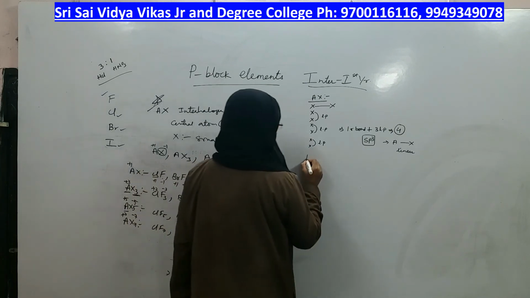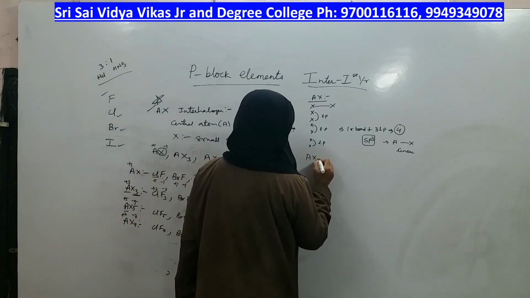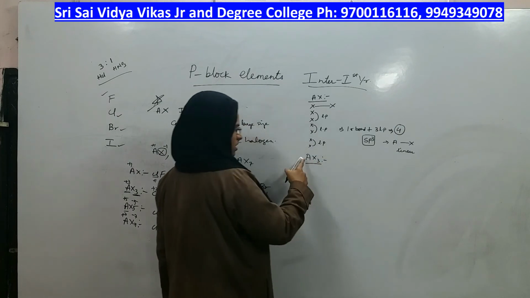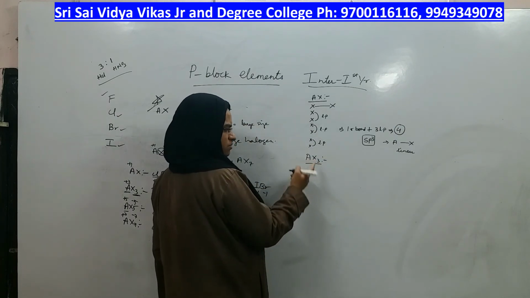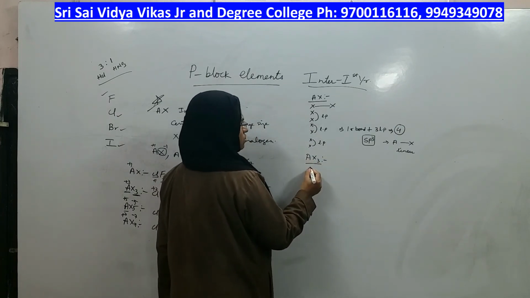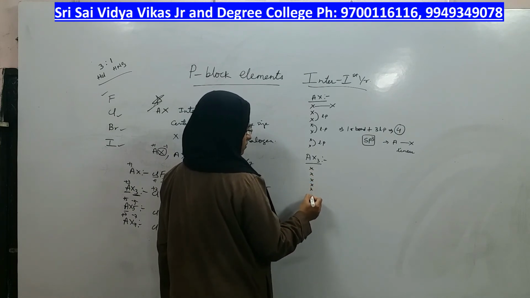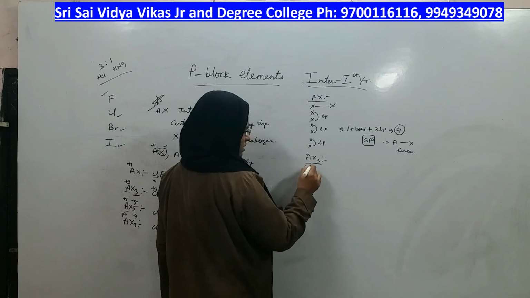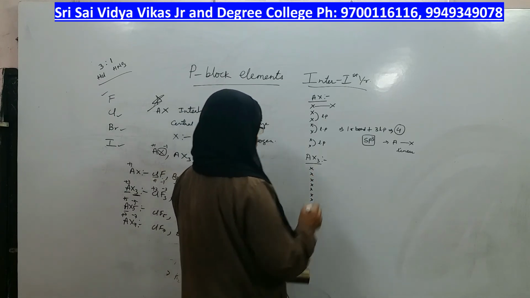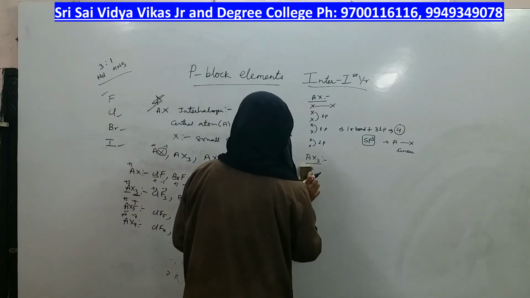Next we will go for which interhalogen? AX3. From AX3 onward it becomes very easy for us. Who is the central atom here? The same halogen. How many electrons will it have? 1, 2, 3, 4, 5, 6, 7. These are electrons, okay? Instead of that, you can take a star otherwise.